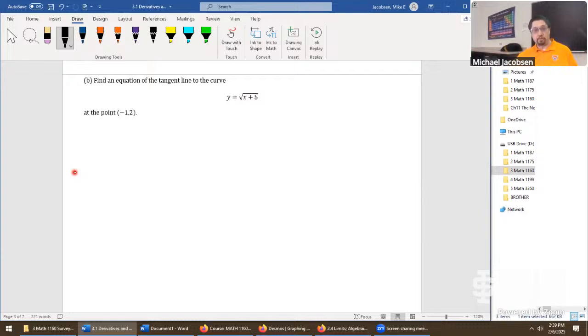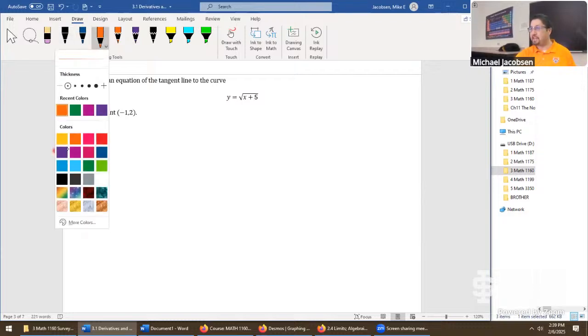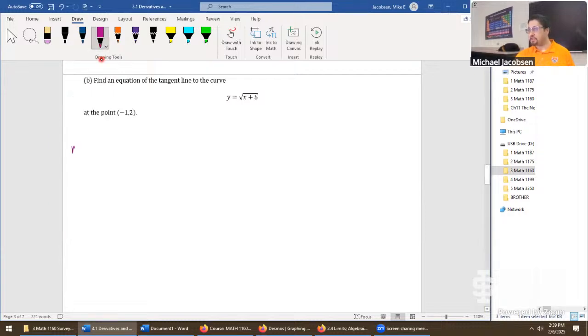Sure, on exam 2, I would supply this formula, but the more you are familiar with it, the more about it you can memorize, the easier it is to use in an exam setting. So this is going to be always pretty much my first step. I'm going to use this color just to signify its importance.